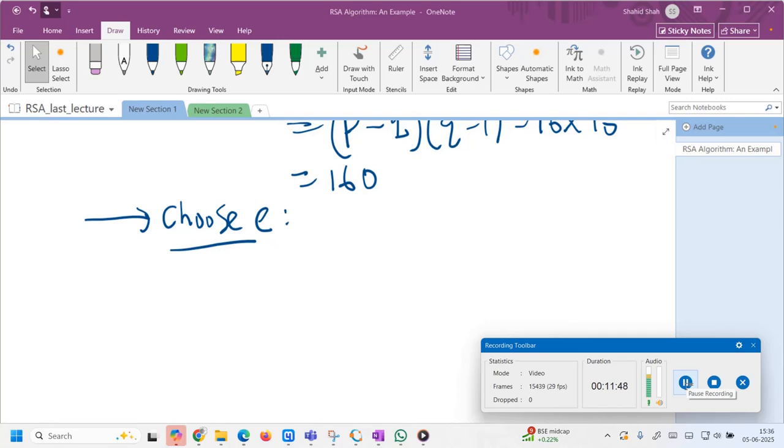Now in the context of public key cryptography, we need to generate the public key. What is the public key here? E. So we need to choose E. So what should E be?